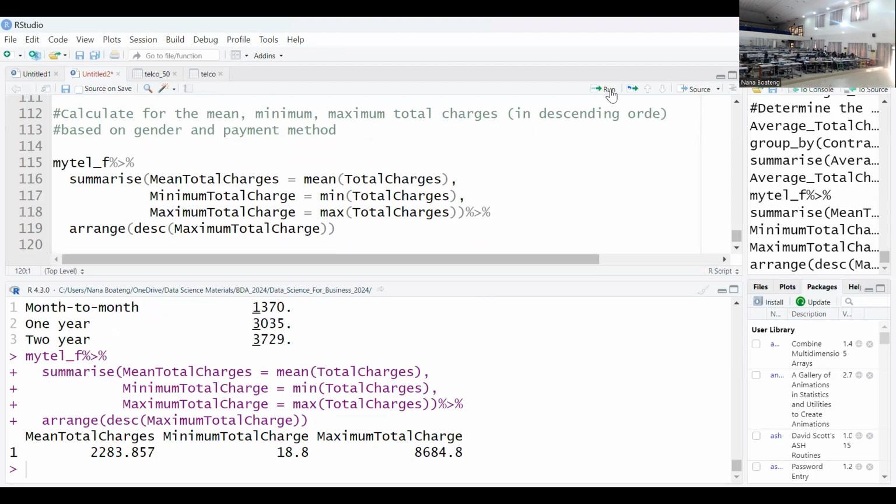So this one, because we don't have a lot, it's just giving us the minimum and then the maximum. So the arrange doesn't really work on this. Okay, that's fine. We can leave it, or if we want, we can just remove the arrange. But you see, this one gives us information on the mean total charge, minimum total charge, and also the maximum total charge.